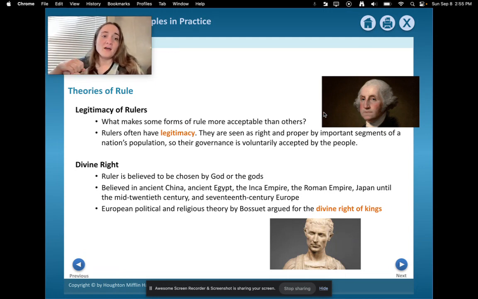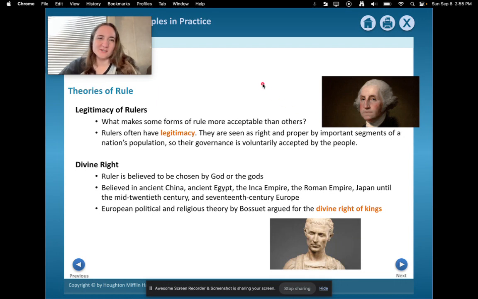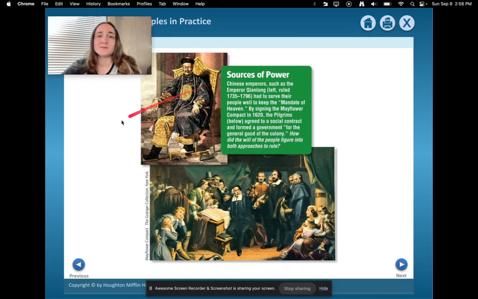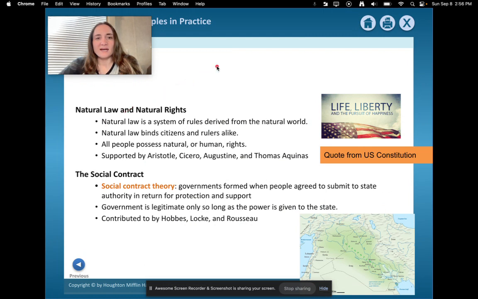And yeah, there's also divine right. So divine right is when a ruler is believed to be chosen by the god or gods. A good example of that would be ancient Rome, ancient Greece, China before the West really got contact with them. Same thing with Japan. All right, we'll skip over that.